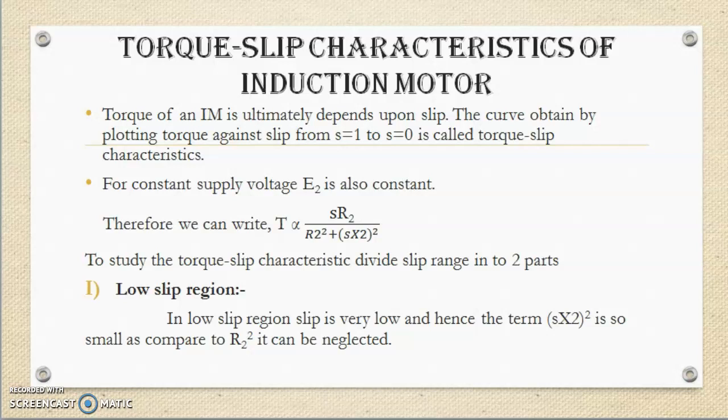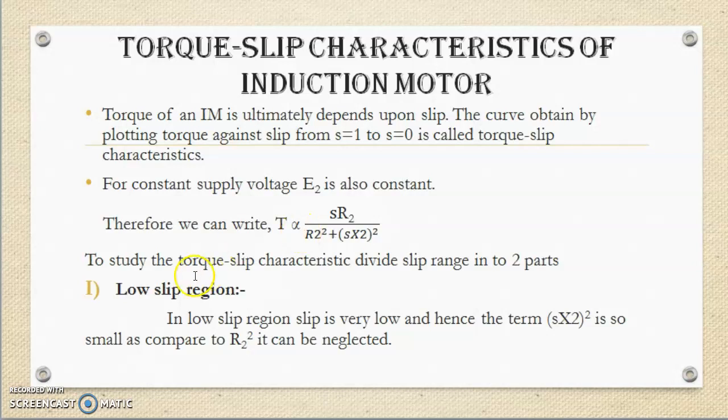Good morning everyone. Today we will discuss the torque slip characteristics of induction motor. The curve obtained by plotting torque against the slip from S equals 1 to S equals 0 is called torque slip characteristics. Now for a constant supply voltage, E2 is also constant and hence our torque equation becomes like this. T is directly proportional to SR2 divided by R2 square plus SX2 square.